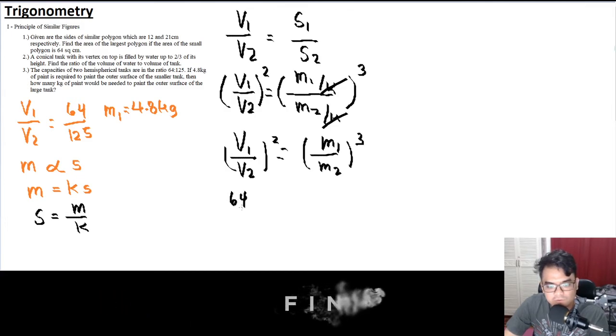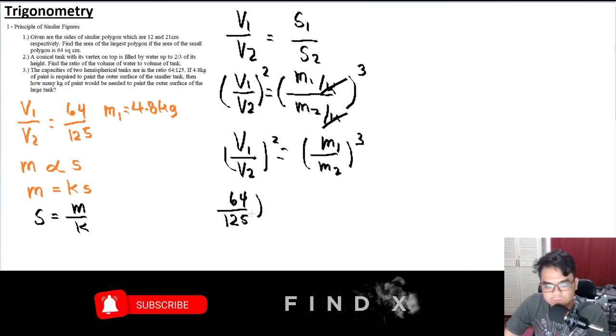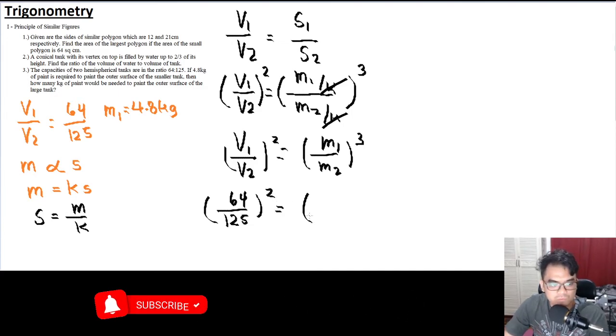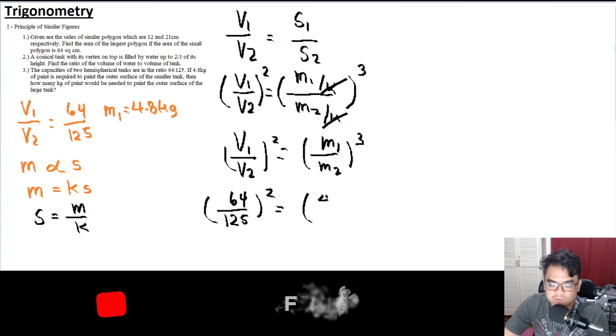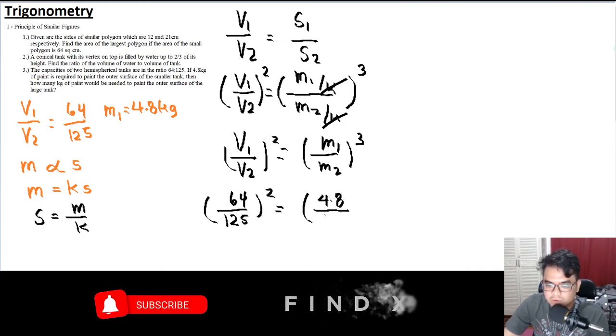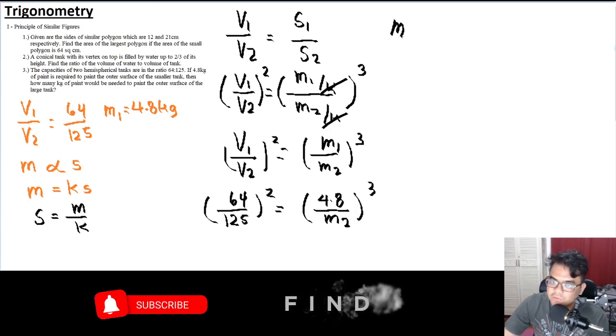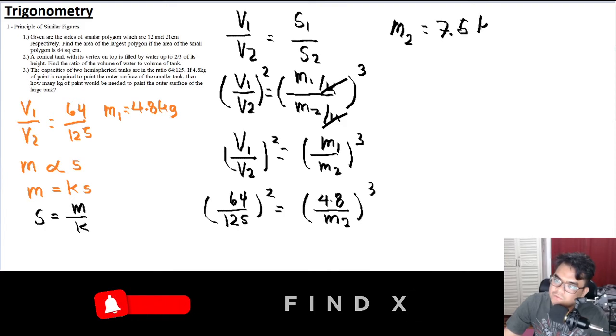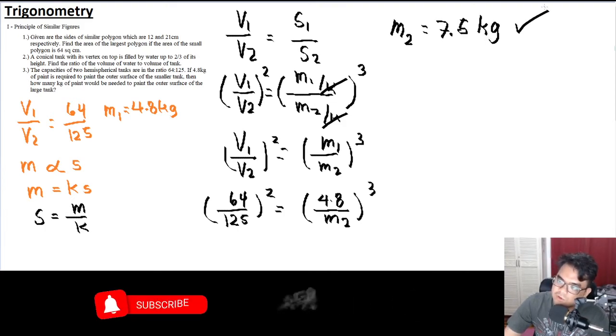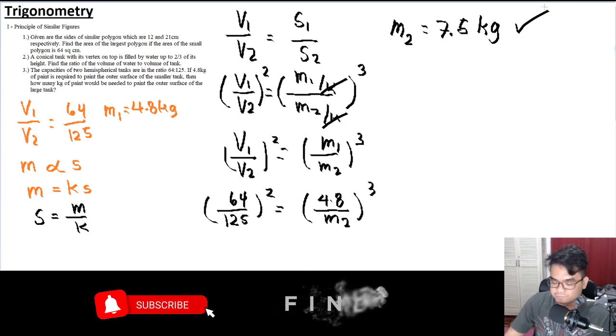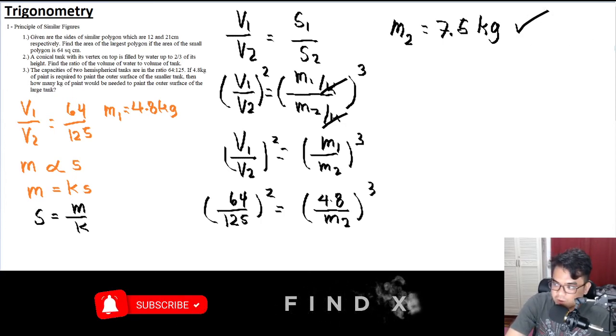We already have the values for v1 and v2: 64 over 125, squared, is equal to m1 over m2, cubed. We have m1, which is 4.8, over m2. All you have to do is solve for m2. If you solve for m2, the answer is simply 7.5 kilograms. So this will be your answer, and that is the last problem.